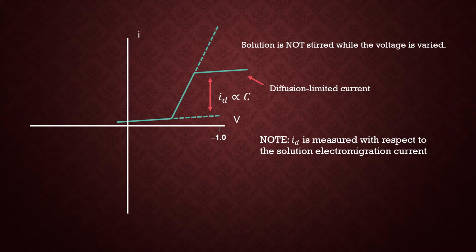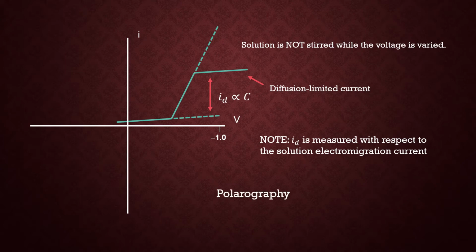So also notice, and this is important when you solve problems or take tests, that you measure the diffusion current from the baseline indicated by that dotted line below. So in other words, the current voltage part, that linear section that corresponds to the standard conductivity of the electrolyte solution.